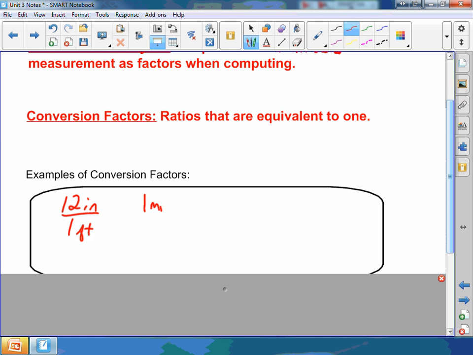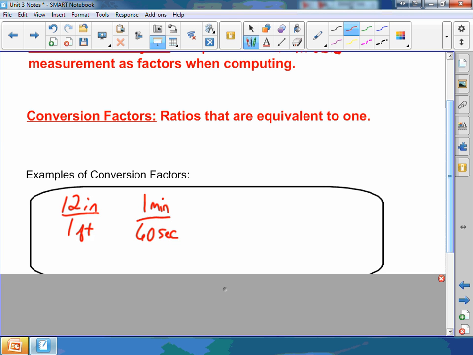1 minute, 60 seconds. There's another conversion factor, because a minute is equivalent to 60 seconds, so that would be equal to 1. Somebody give me a different one. Get the hang of what we're doing here.